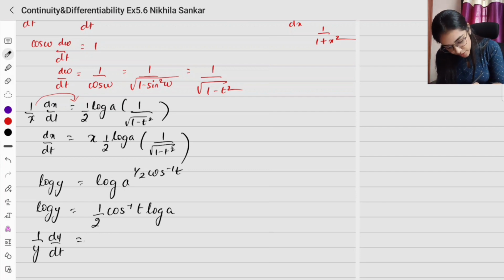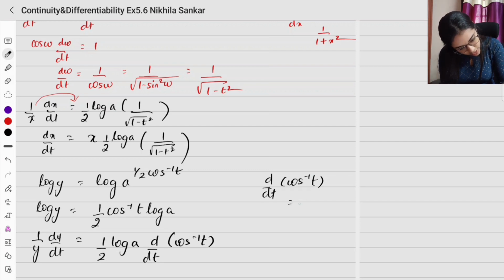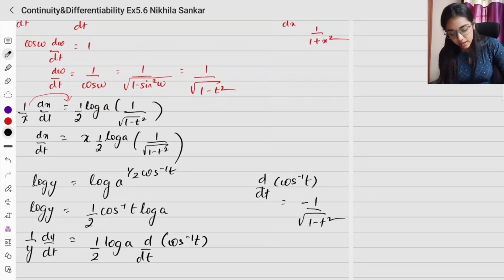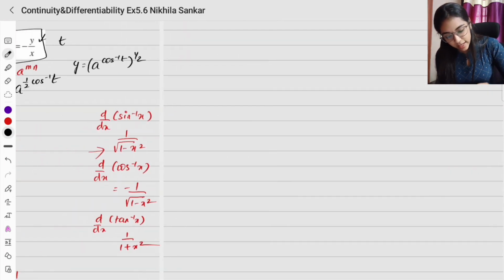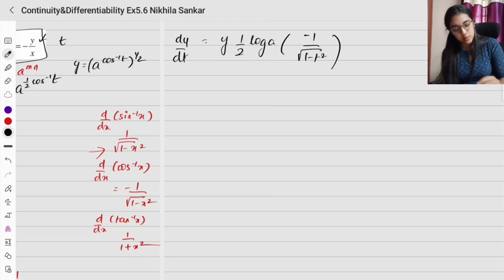So differentiating with respect to t, dy by dt comes, times half log a times d by dt of cos inverse t. D by dt of cos inverse t is going to be minus 1 divided by square root of 1 minus t square. For sin there is no minus, for cos there is a minus. You have to remember it like this. I'm not doing the proof for this. So the y comes to the other side: dy by dt equals y times half log a times minus 1 divided by square root of 1 minus t square. So this is my dy by dt.